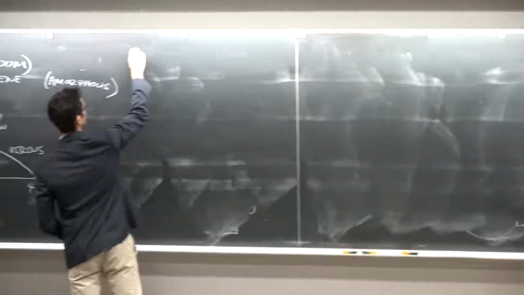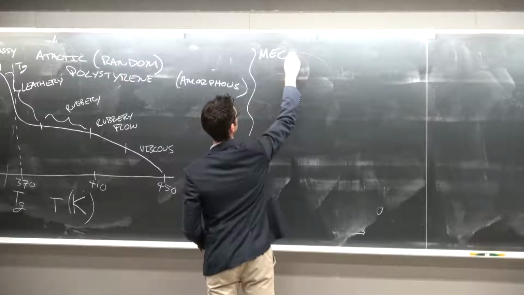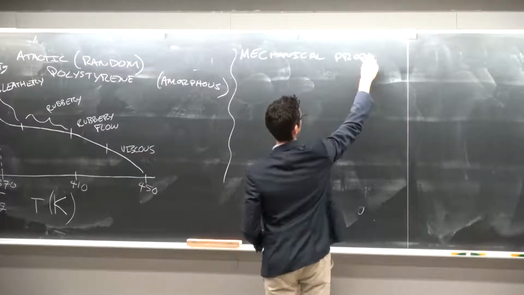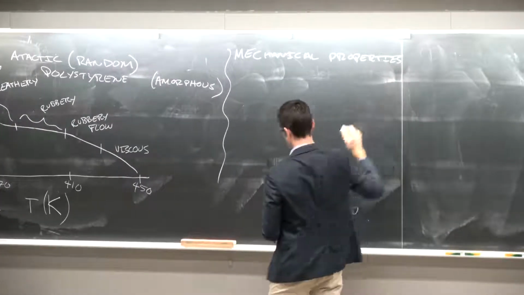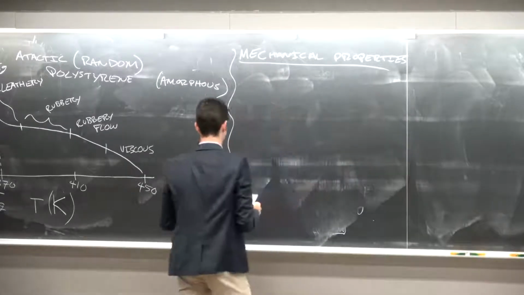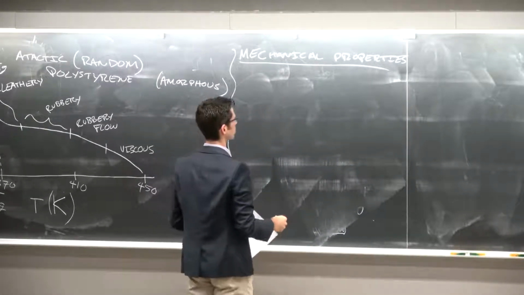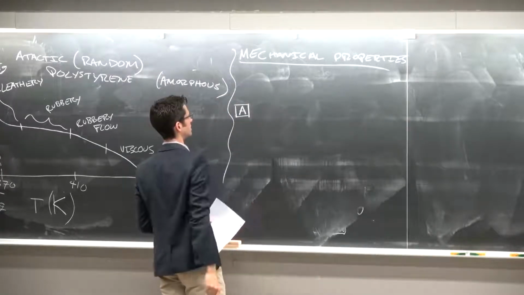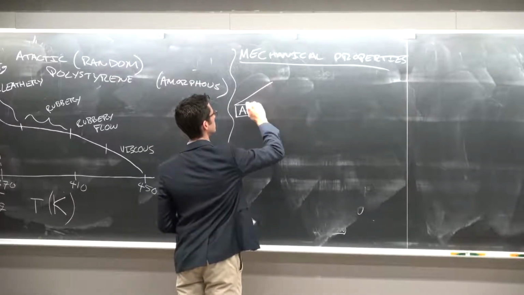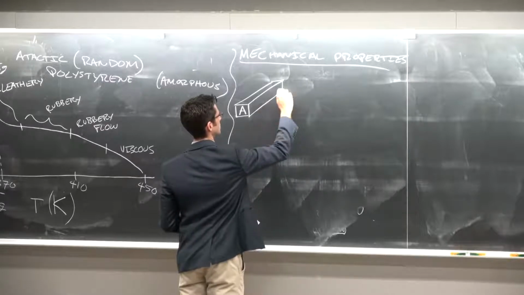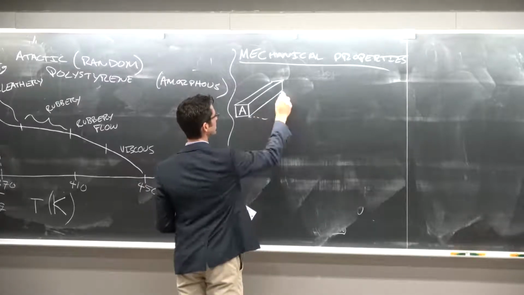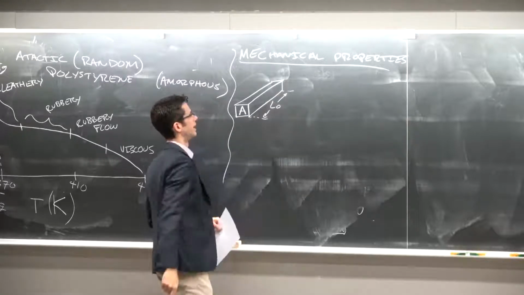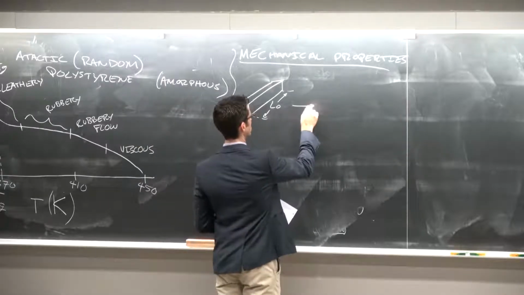So, mechanical properties. What we're going to do is take a specimen with cross-sectional area that looks like this, and it is defined by cross-sectional area A and initial length L naught, and we are going to stretch it.